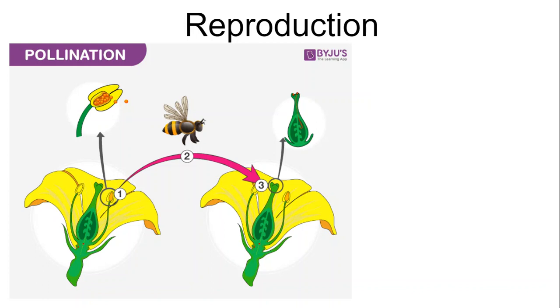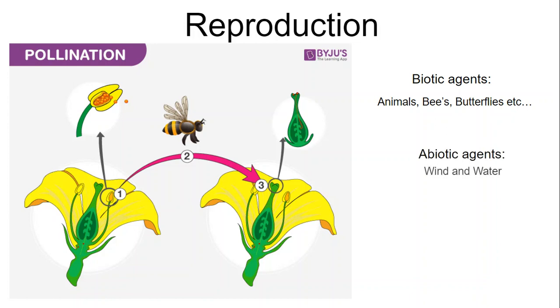The third stage is reproduction. Plants reproduce through the process known as pollination. Pollination can occur both within a single plant or between multiple different plants. Plants use biotic agents such as animals, bees, butterflies, etc., and abiotic agents such as wind and water for pollination.